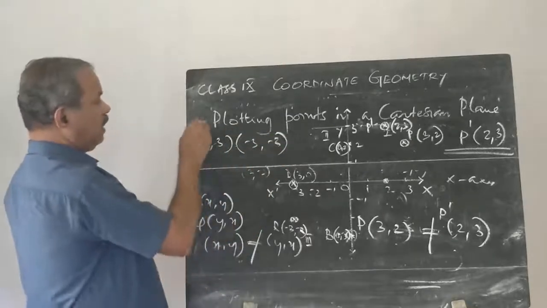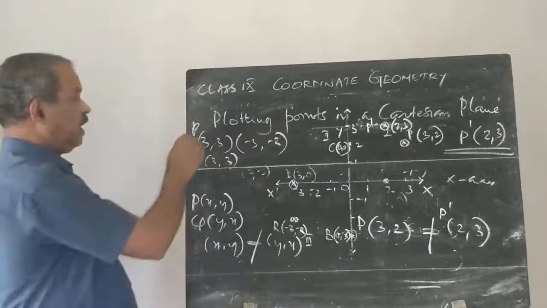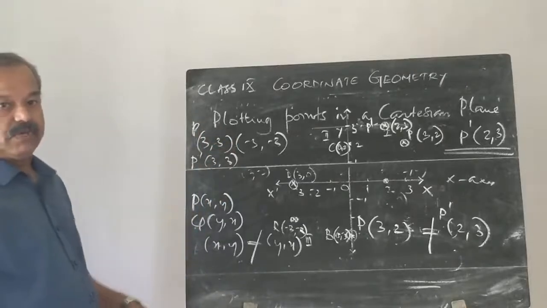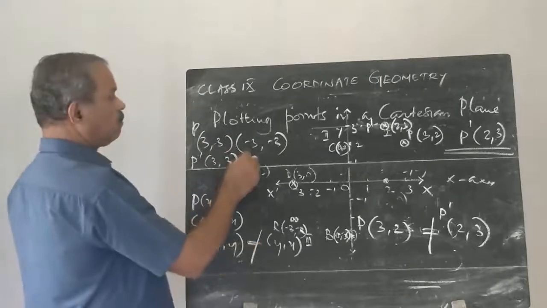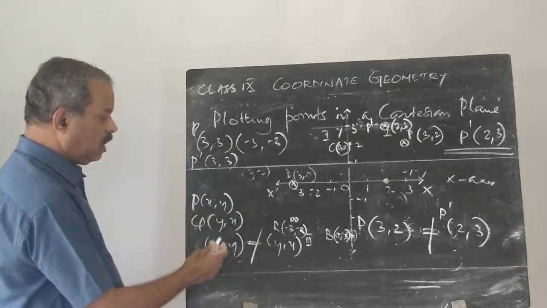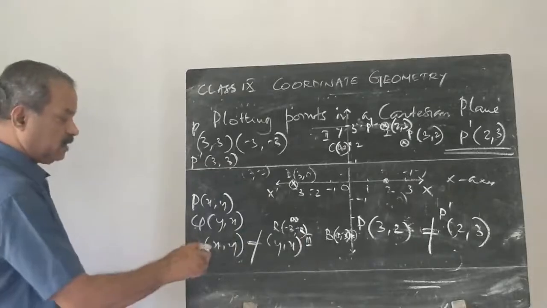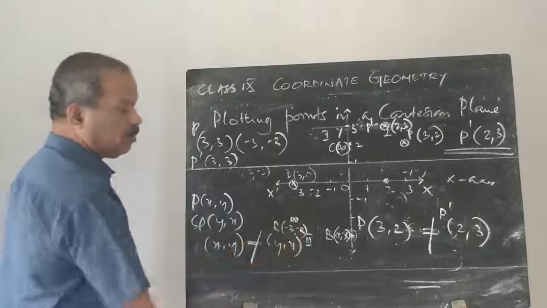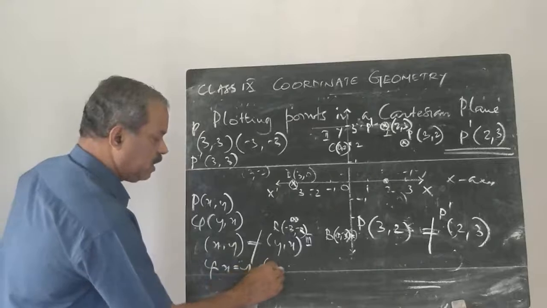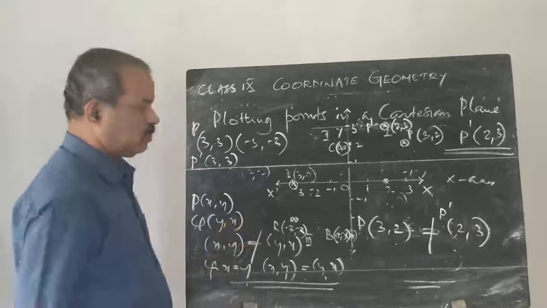Here P(3, 3) and P'(3, 3) are the same points because x equals y, only these two cases: (3, 3) or (-3, -3). If x equals y, then only the ordered pair (x, y) is equal to (y, x). Otherwise, the ordered pair (x, y) is not equal to the ordered pair (y, x).